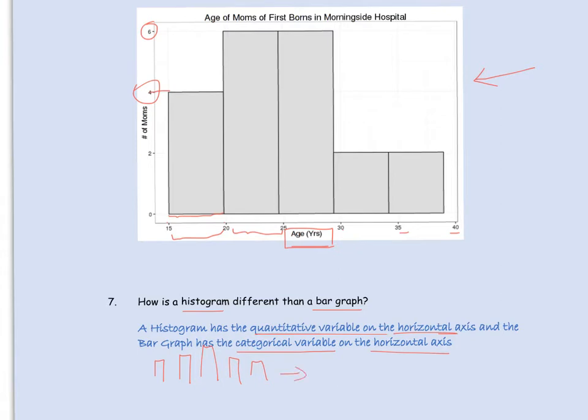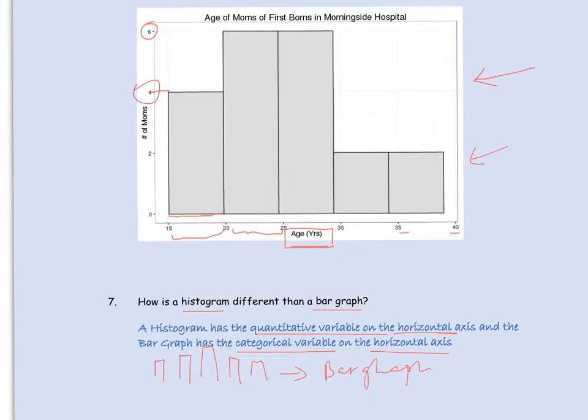So this is a bar graph. Now, if you notice, the histogram has no gaps because the quantitative variable sits on the horizontal axis.